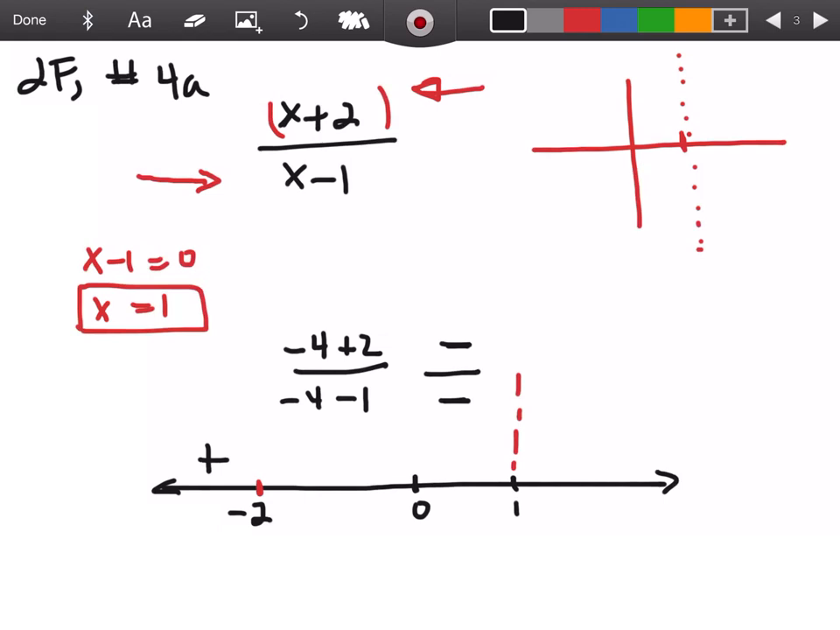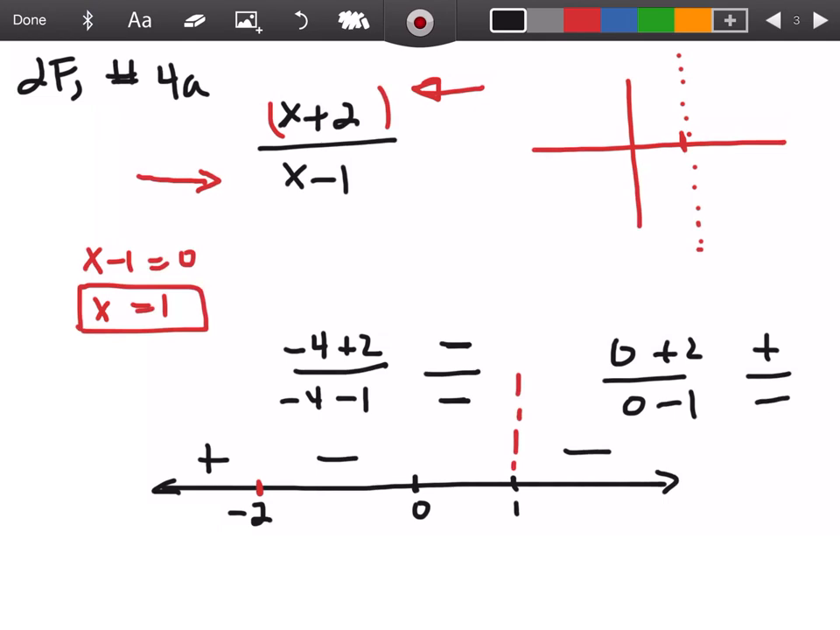And then I'm going to go to the right of negative 2, and it better be negative, right? So let's pick a point like 0. Why not? So put in 0 plus 2 and 0 minus 1. 0 plus 2 is going to be positive. 0 minus 1 is going to be negative. Positive divided by negative is negative. Do we need to check more? I don't think we do. I think it'll be negative everywhere, even on the other side of the asymptote.